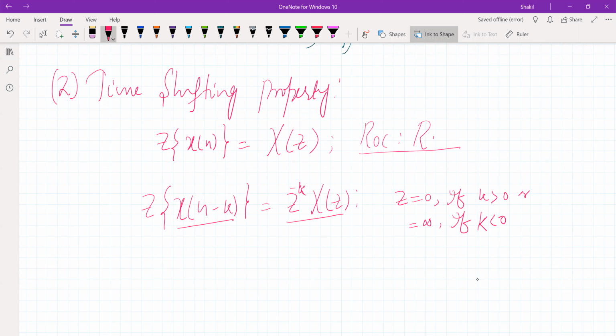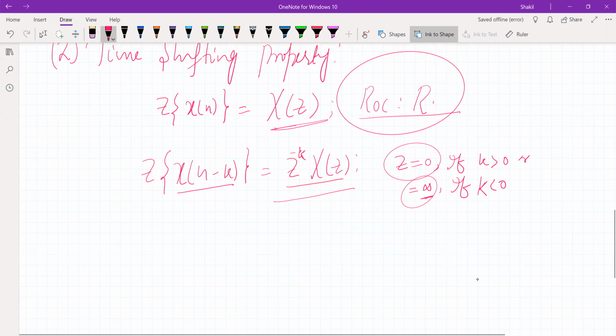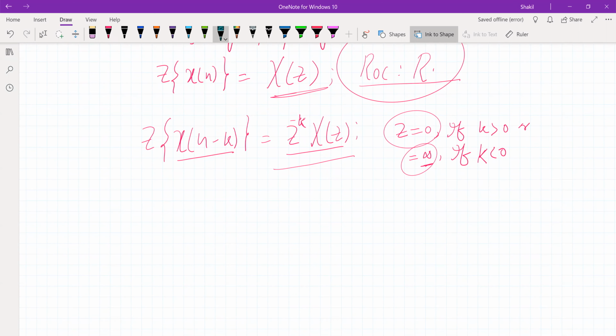So if k is less than 0, then this will exclude this point. The region of convergence will be exactly the same as the region of convergence of X of z, except if k is greater than 0, then the region of convergence will exclude this point. If k is less than 0, meaning k is minus 1, minus 2, minus 3, or like that, then it will exclude this point, and it will include the entire ROC that is included by X of z. All right, you can prove it. It's a two-step job. This is given in the book, so we don't need to prove it. You can see the proof from your book.